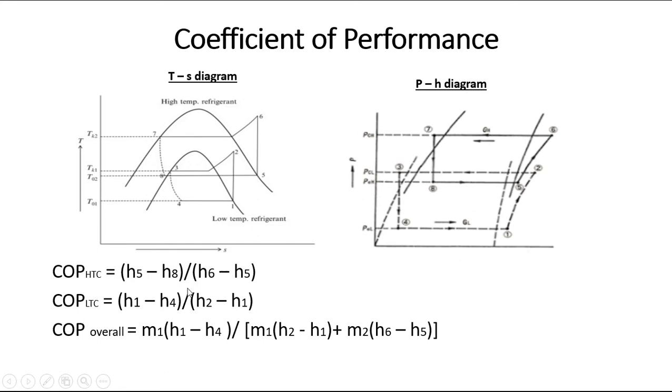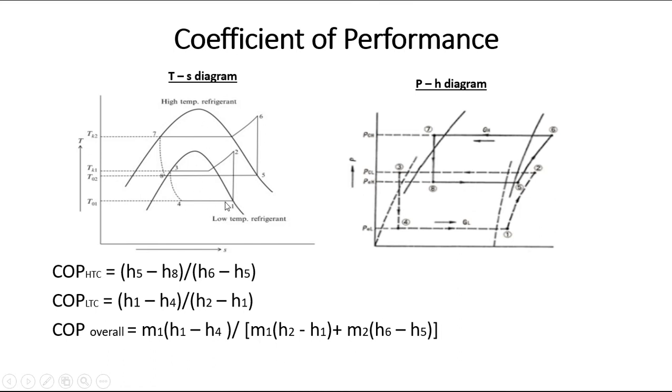Now if you see the coefficient of performance of the lower temperature side cycle, the refrigeration effect will be H1 minus H4 divided by H2 minus H1. So that is the coefficient of performance of the lower temperature side. If you see the overall coefficient of performance, we have to consider this. Here is the heat suction, whereas the work input will be here and here. So you have two compressors, we have to drive two compressors, and here this heat will be rejected outside. So this is the refrigeration effect.